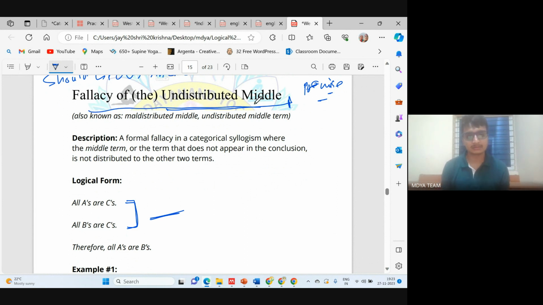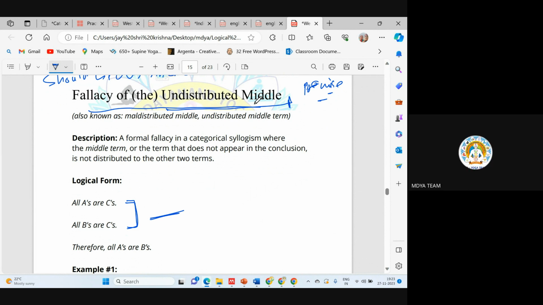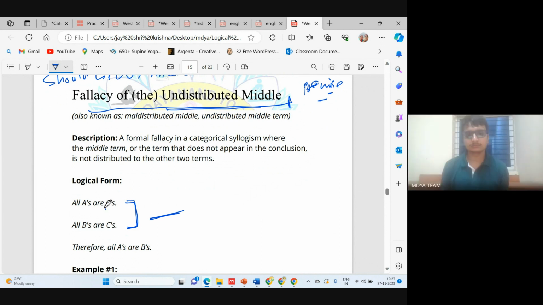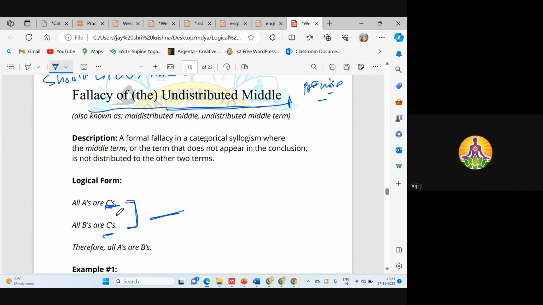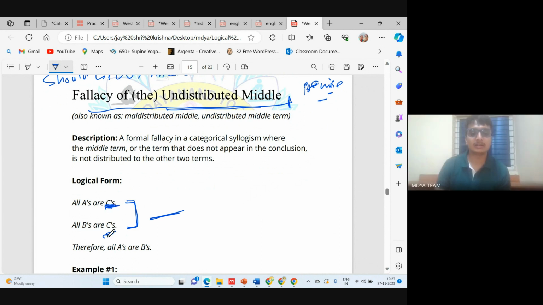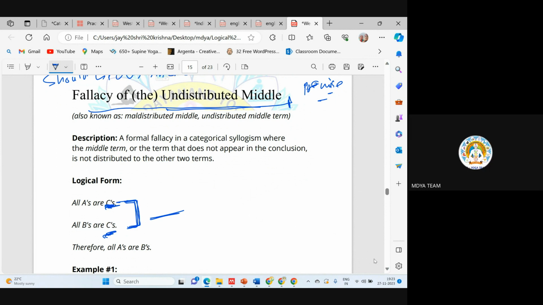Is it clear? Yes, sir. For example, in this, C is your middle term. It is not distributed in both the statements, as you can see.